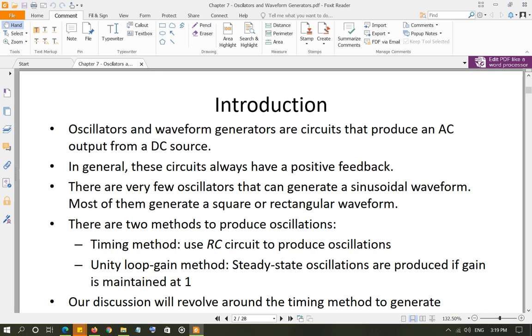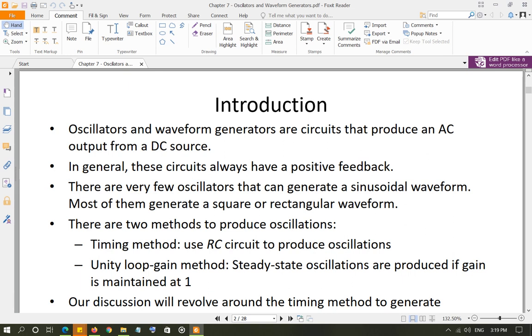There are some oscillators that produce a sinusoidal waveform, but there are very few of them. In this chapter, the ones we are going to look at specifically will be either a square wave generator or a rectangular wave generator. The difference between a square wave and a rectangular wave, from my point of view, is that a square wave has a 50% duty cycle. That is, it is high 50% of the time and low 50% of the time. Whereas rectangular waveform generators do not have a 50% duty cycle, either less than 50% or more than 50%.